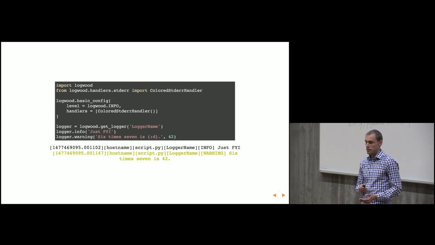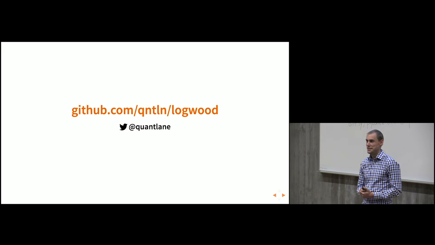The API looks fairly similar to logging. It just doesn't support things like logger trees, if you're familiar with that. So here's a pretty standard example of how you would use this. And do I need to say any more?